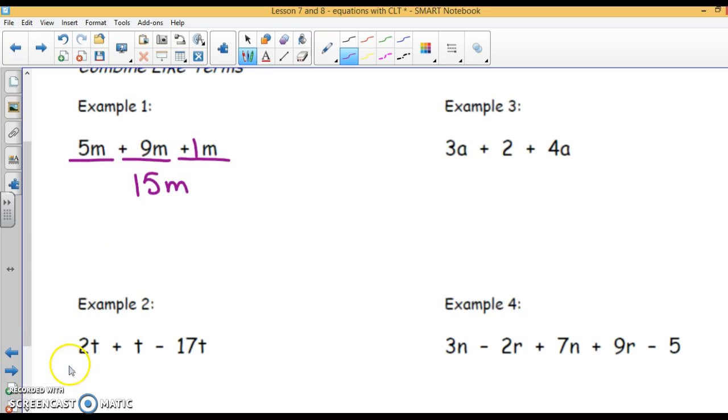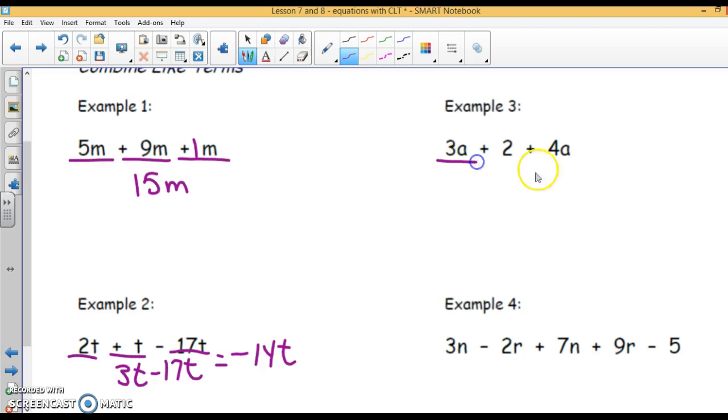Example 2. 2t plus t are like terms. That'll be 3t. Oh, I forgot. Minus 17t. 3t minus 17t is negative 14t. I wasn't looking. I missed the t there. So they're all like terms. You get negative 14t.